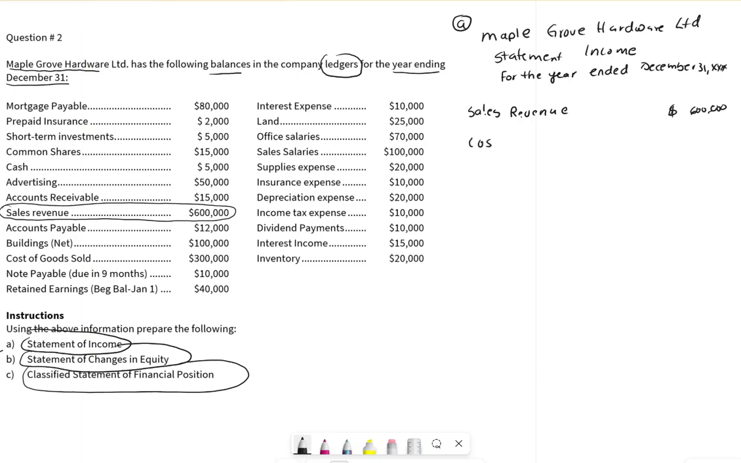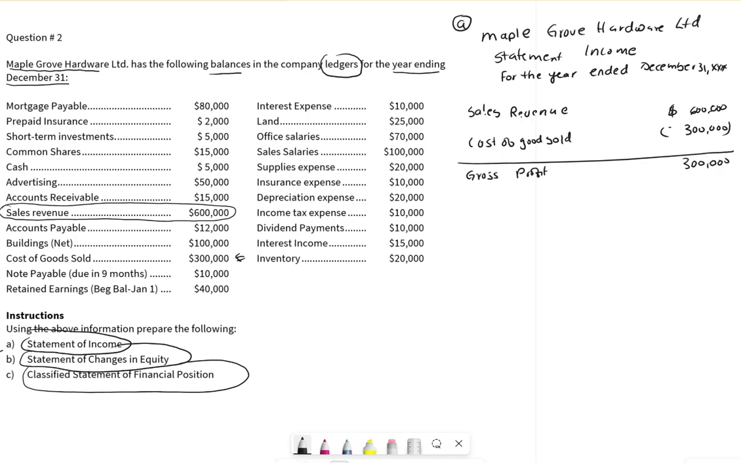My next one is called cost of goods sold. If we sold something, we're going to have a cost of goods sold. My cost of goods sold is my 300,000, and the difference between the two will give me something called gross profit. That will be my gross profit. The difference between those two is my 300,000.